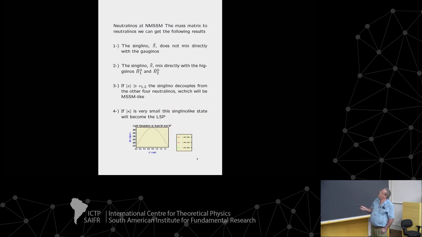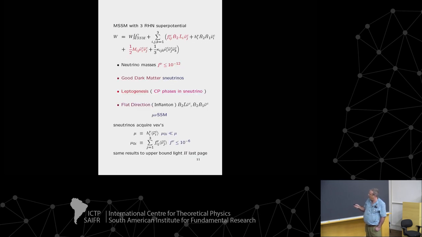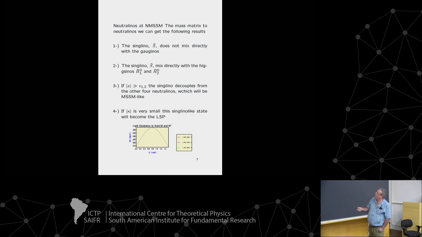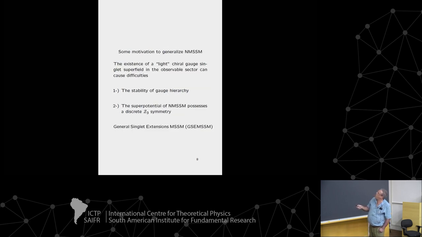Now in this model, when you go to get the neutralino masses, we get two main results. The first is the singlinos, the supersymmetric partners of the S scalars. They do not mix directly with the gauginos, neither from SU(2) nor from U(1), but they mix with the two Higgsinos from the doublets. I'm not showing here the mass matrix, but when you go to get some values for the neutralinos, you can see you can get very light neutralinos, from around 200 GeV.